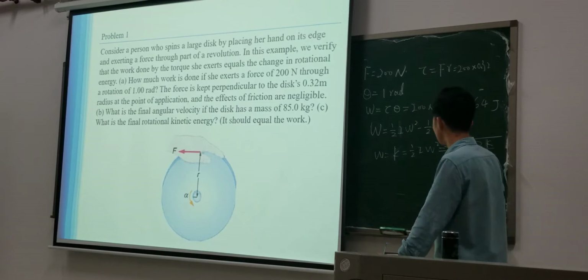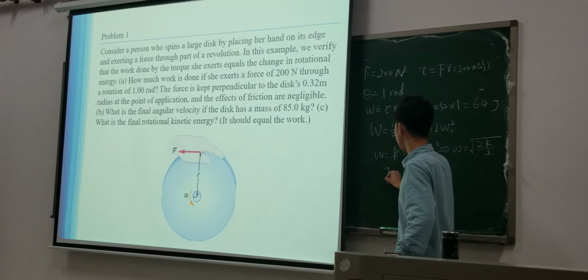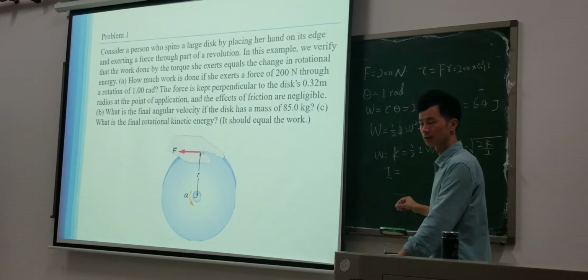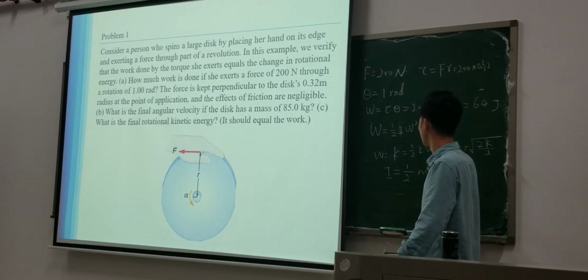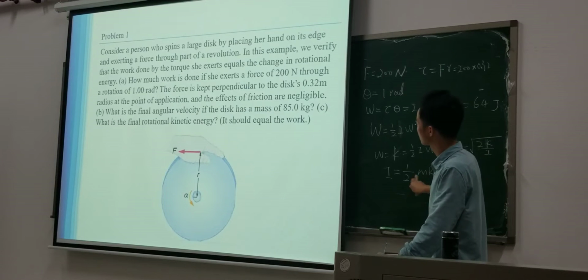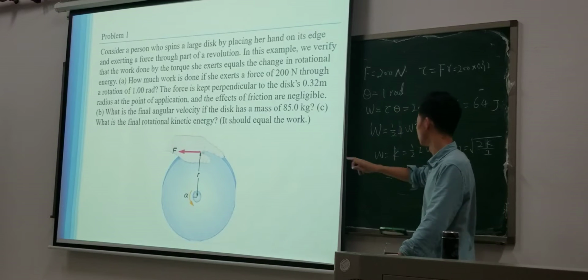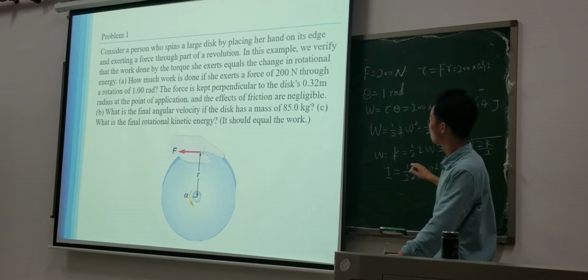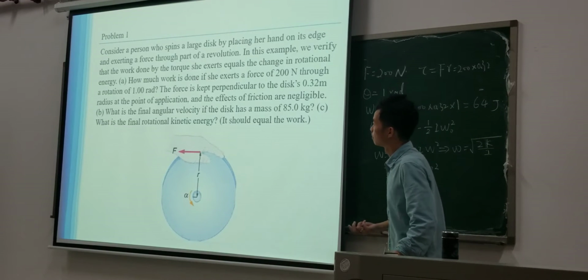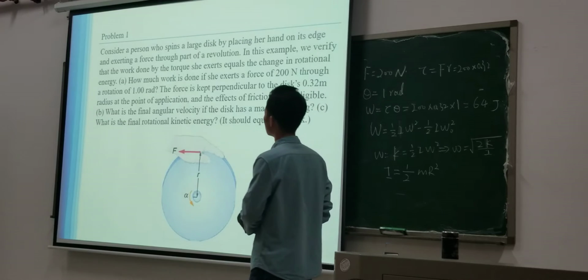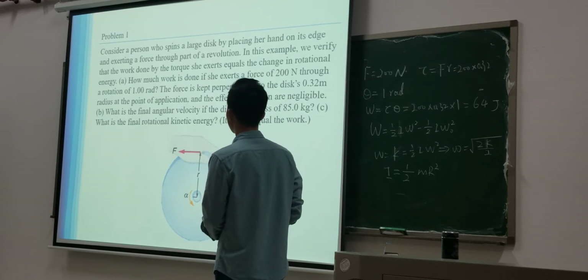Now the I, this is the disc. So the I is just half M R squared. The M is 84 kg. R is 0.632 meters.